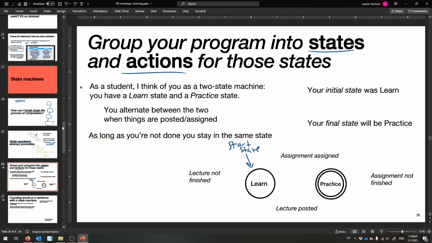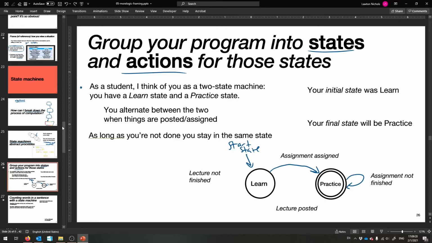And then you alternate between those two states. When I post something, or I assign some assignment, that's how it works. So you're learning, and then it's ready for you to do something, ready for you to practice it. So I release an assignment, and that'll put you into the practice state. You see that? And then you'll just keep on working on it until you're done with it. And so you'll stay in the state while the assignment's not finished. Do you see that? As long as you're not done, you stay in the same state. That's okay, to have a self loop like that.